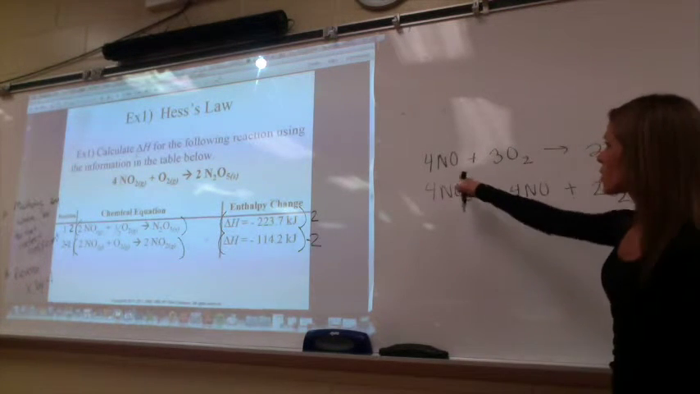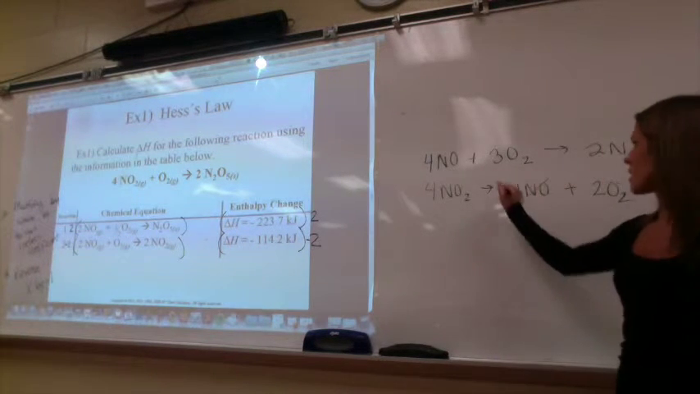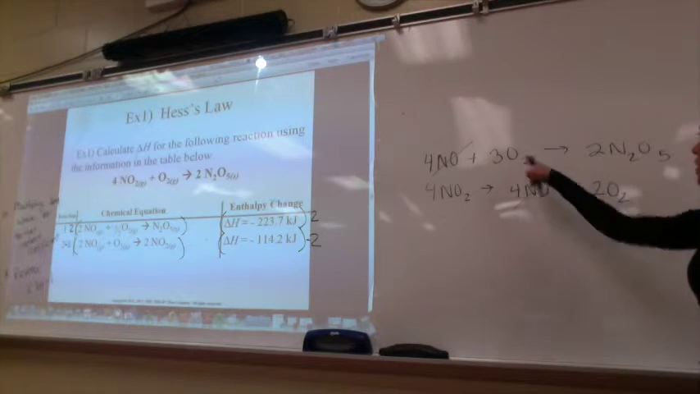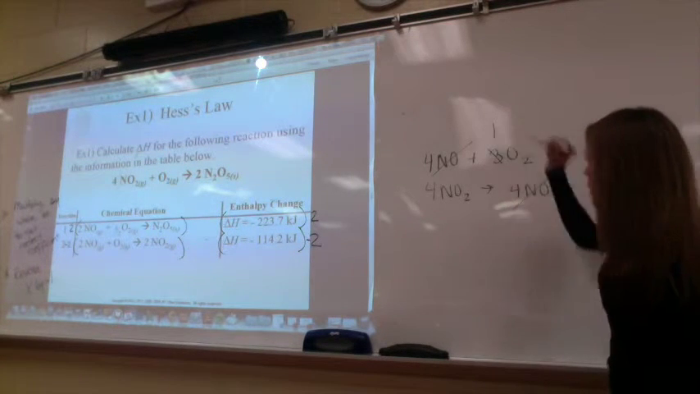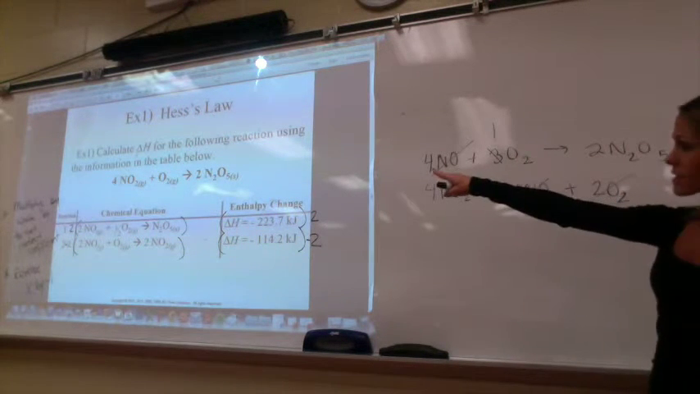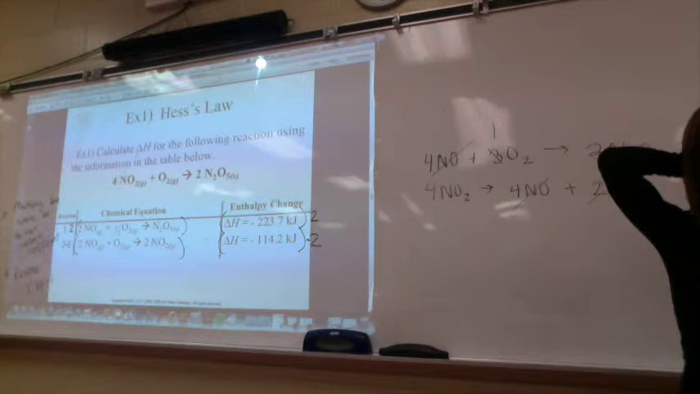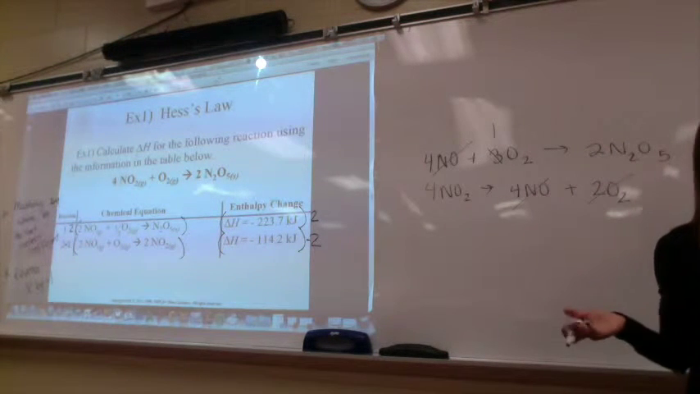Okay? So I have 4NO on the left and 4NO on the right, so these cancel. I have 3O2 on the left and 2O2 on the right, so this cancels, and now this gives me a 1. And I have NO2, and then I have 2N2O5, which is exactly that equation. So do you see how it just kind of worked itself out? It doesn't always, but you kind of hope for that.